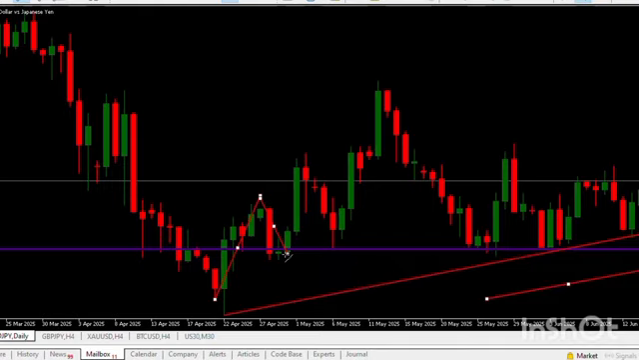What is the structure of your market? Is the market forming a lower high and a higher high, or is it forming a lower low and a higher low? What is it forming? If you can spot this very clearly, you will know that buyers are presently dominant in this market.